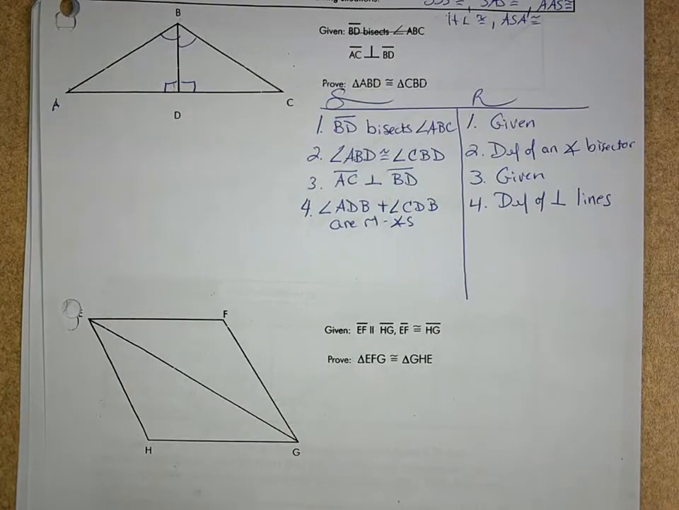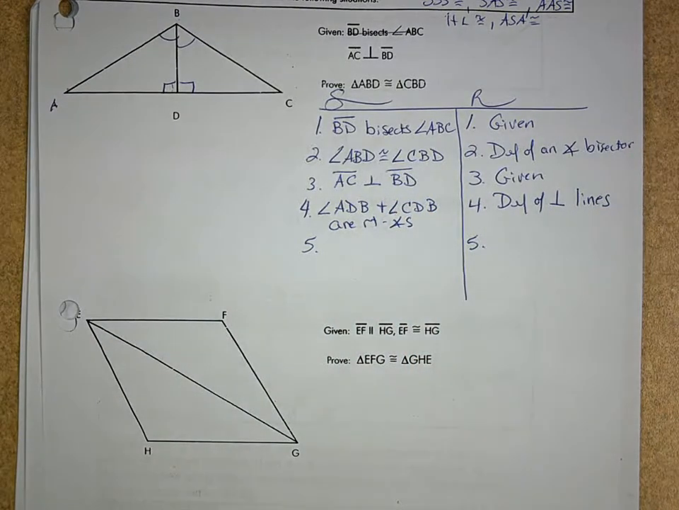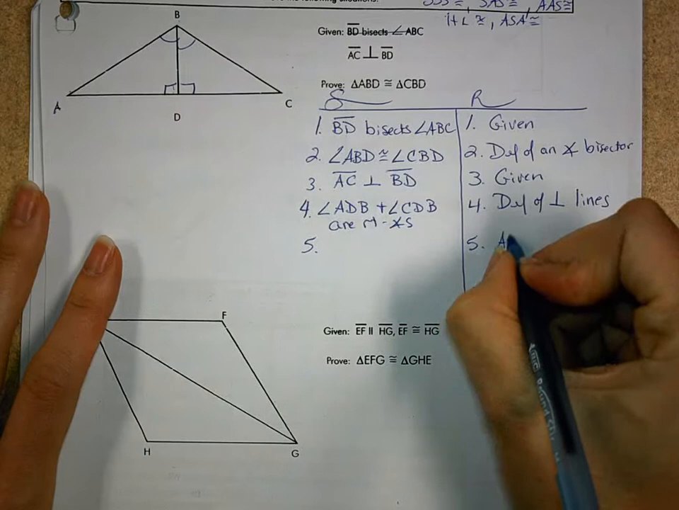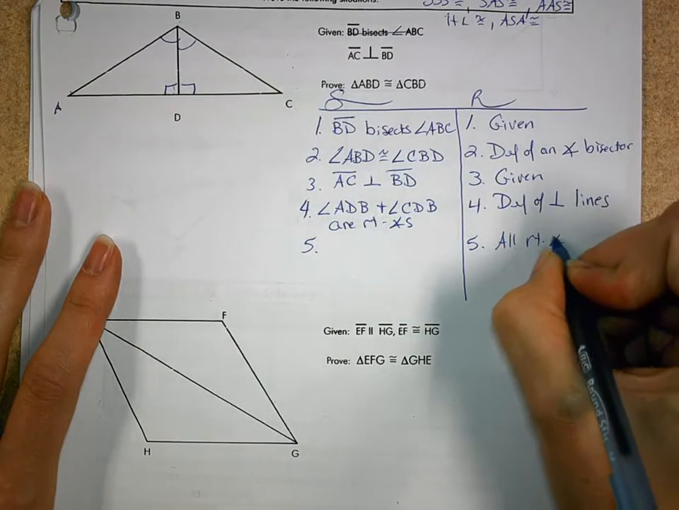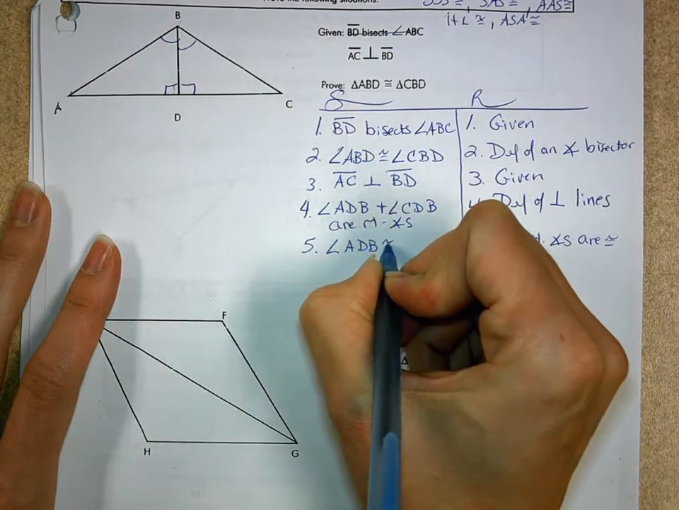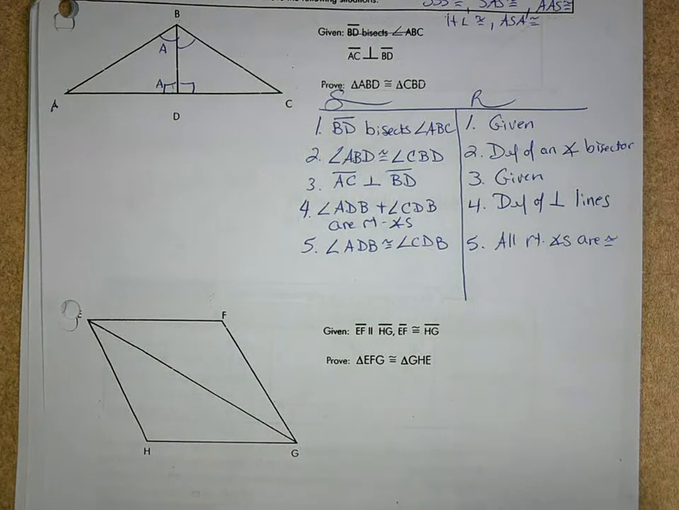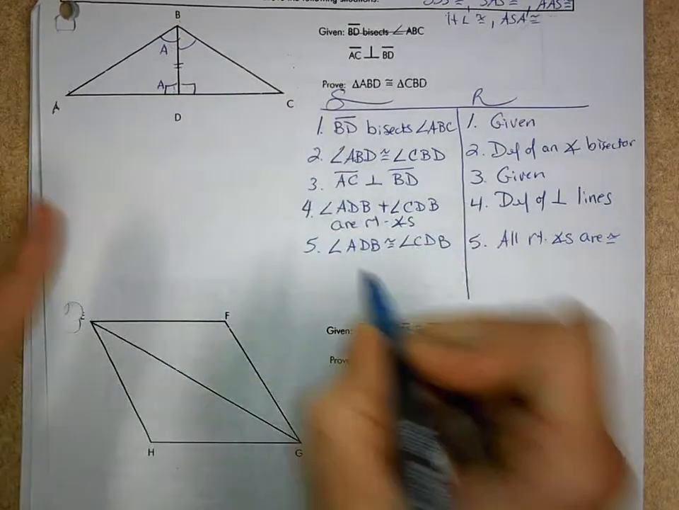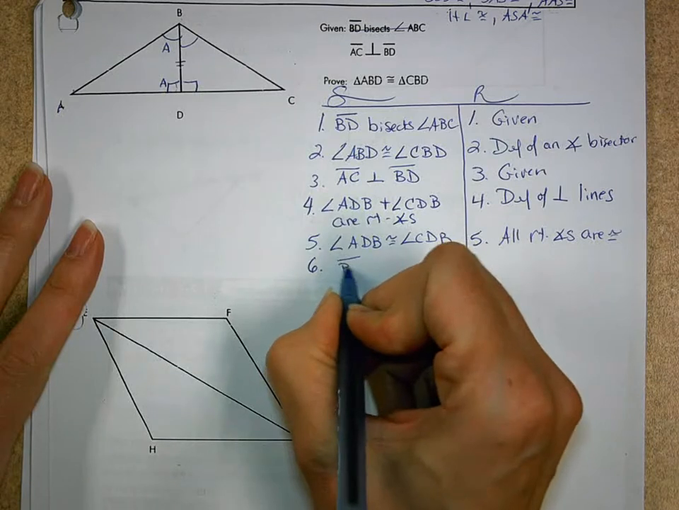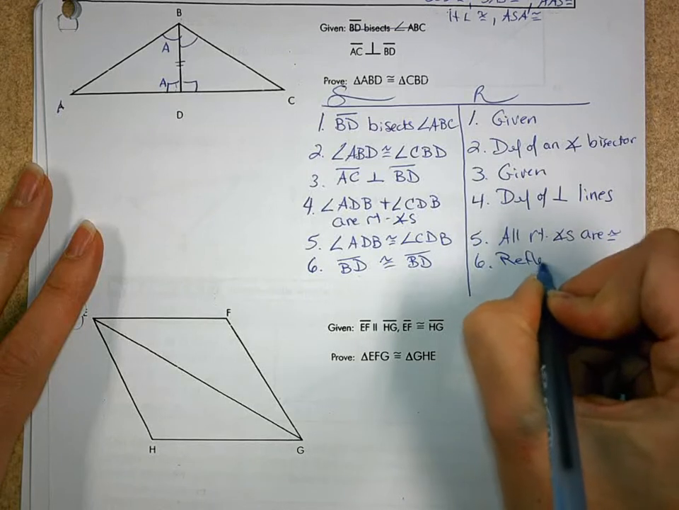Now, here's the cool thing. What do we know about all right angles? They're both 90 degrees. All right, so now let's go to our theorem. We know all right angles are congruent. So I'm going to say that next. Angle ADB is congruent to angle CDB. Now notice what I have here. I have an angle and an angle. Wouldn't it be really nice to have a pair of sides right between? Well, I do. So on number 6, I'm going to say segment BD is congruent to segment BD by the reflexive property.